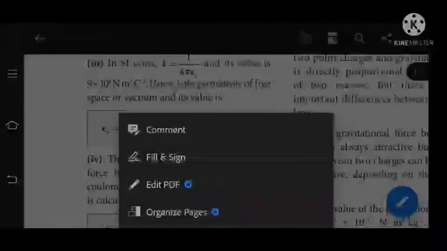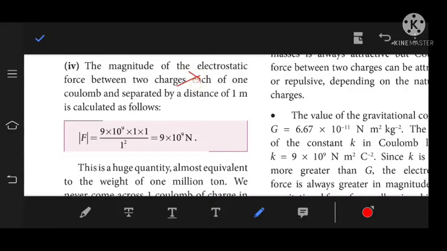Now I am going to find the magnitude of electrostatic force between two charges. The charge value is 1 coulomb, and they are separated by a distance of 1 meter. The formula is F equal to 1 by 4 pi epsilon naught. What is the value of 1 by 4 pi epsilon naught? 9 into 10 power 9.